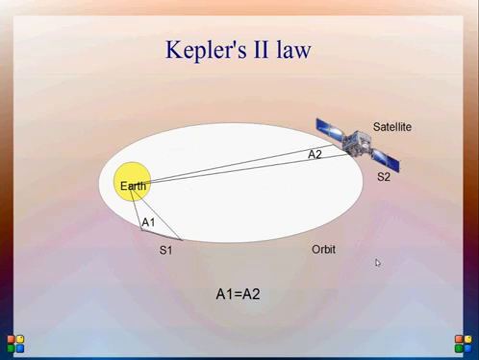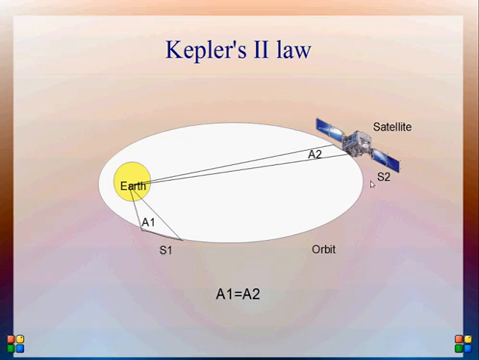According to Kepler's second law, for equal intervals of time, the satellite sweeps out equal area. That is, for a time duration of 1 second, the satellite travels a distance S1 and covers area A1. And in the same duration, it travels distance S2 and covers area A2.